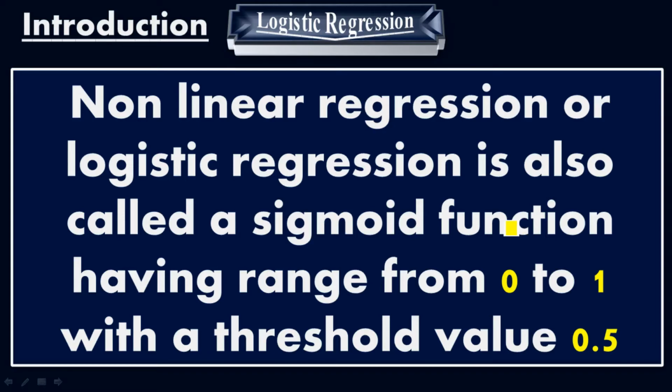Its range is from 0 to 1. Remember, it is not a zero-centered function. Its range starts from 0 up to positive 1 with a threshold value of 0.5. What is the threshold value? You can say that it is a decision boundary. It is the middle value where it divides the data between two classes. Below the threshold, there will be one data class. Above the threshold, there is another data class, which means that it is a border between two data classes.